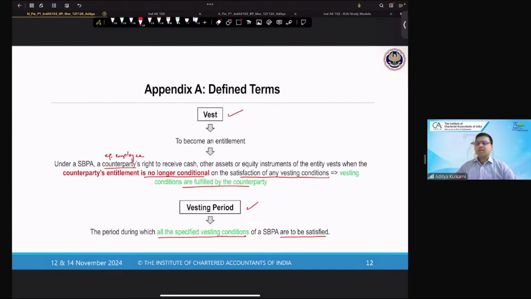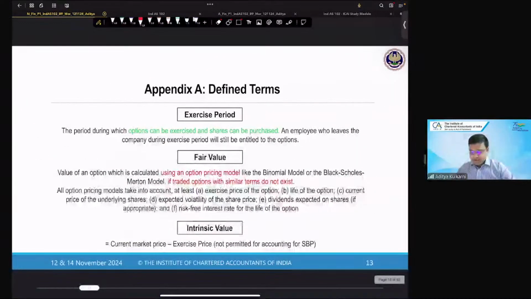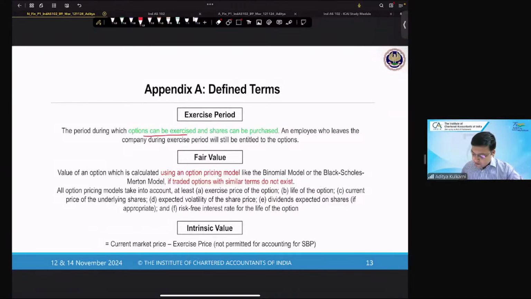Have you worked out on these terms before? Yes, you have heard it in ESOPs. All right, fine. Then that's enough. So after the vesting period is done, there comes the exercise period. What do you mean by exercise period? Exercise period is the period when the options which are vested can be exercised and shares can be purchased.